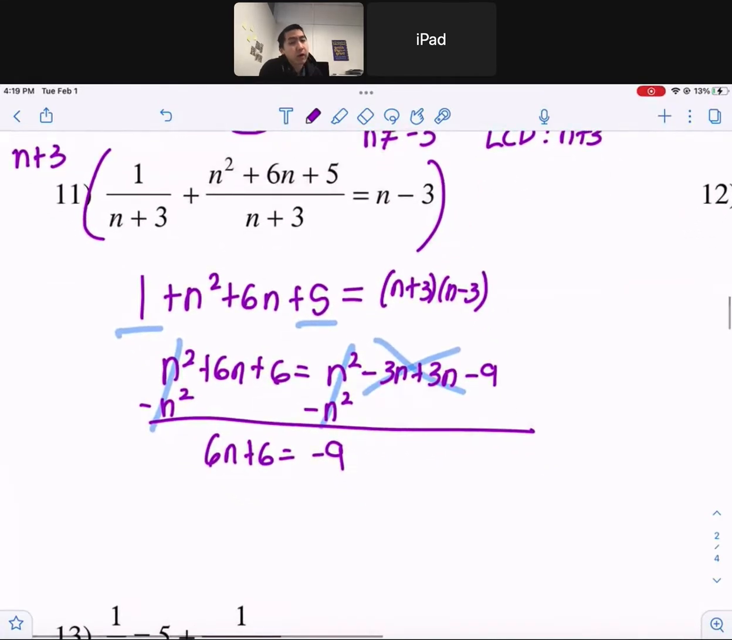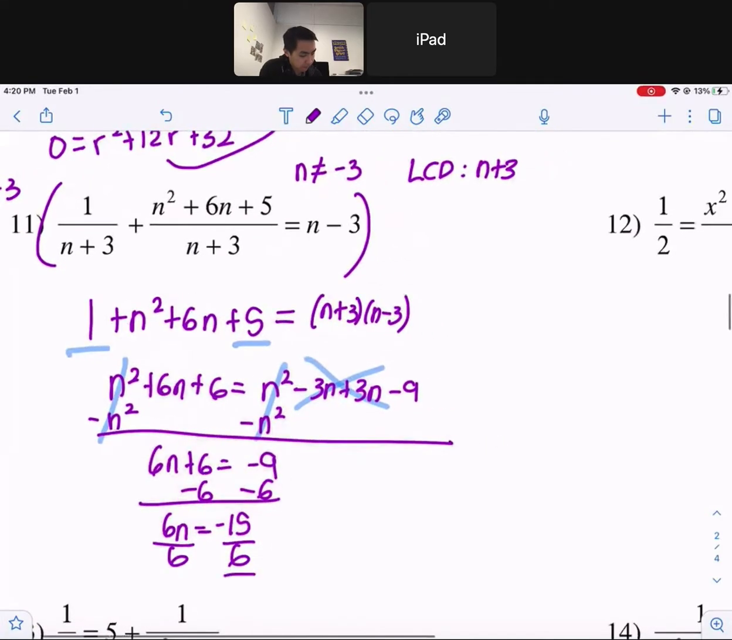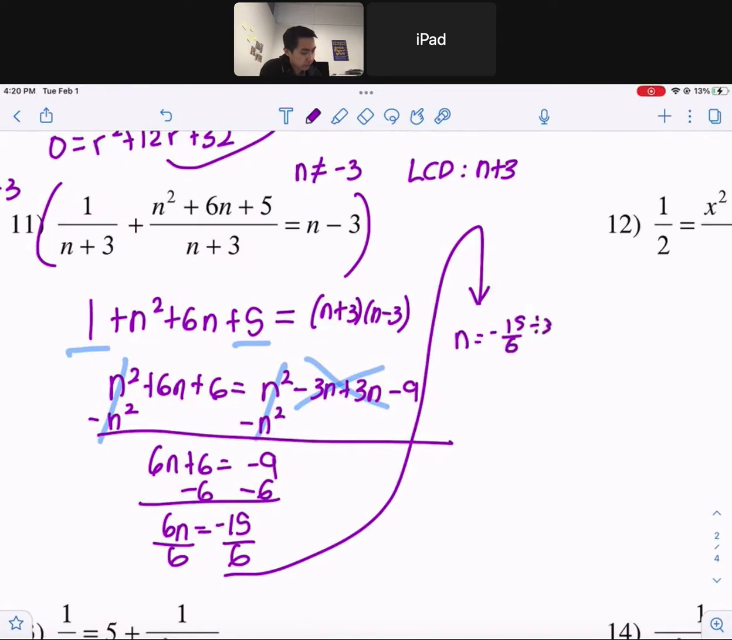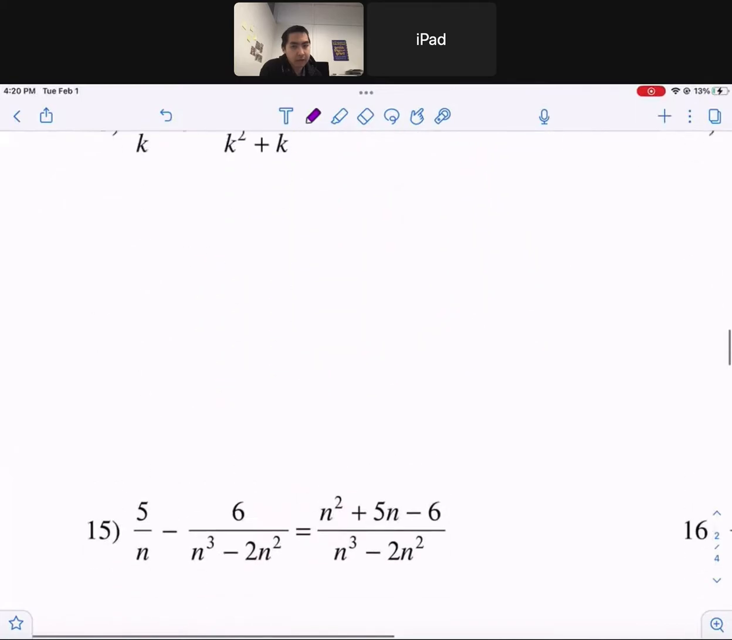So it's all about getting variables on one side and constants on the other. I only see one variable on the left-hand side, which forces the constants to go to the right-hand side. So we get -15, and then divide both sides by 6. n equals -15 over 6, and we can simplify by dividing top and bottom by 3 to get -5 over 2. So that's the answer for number 11.